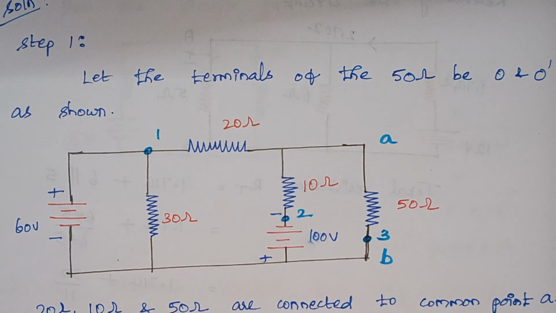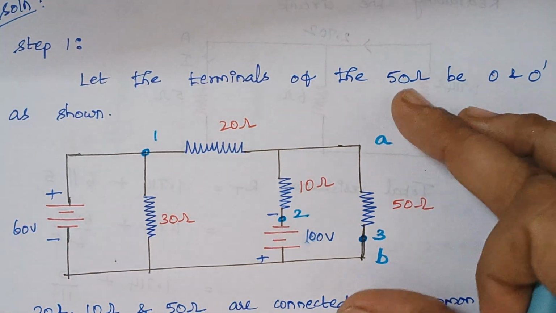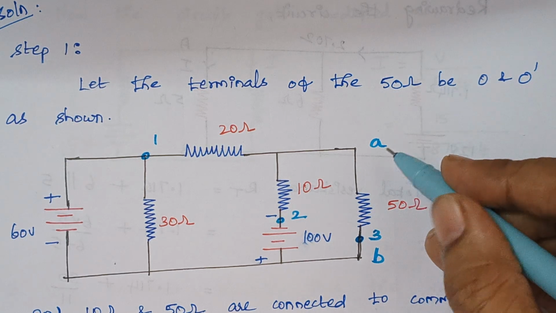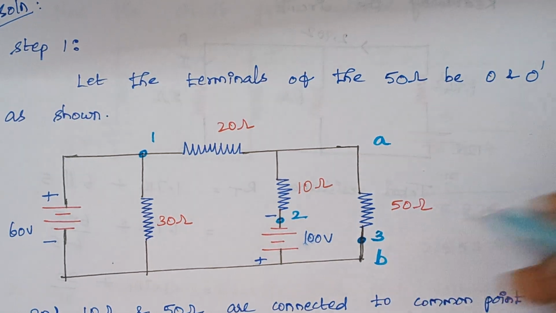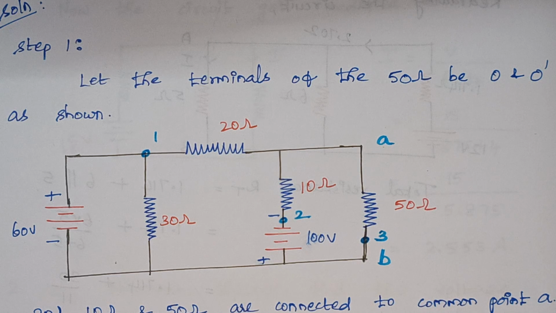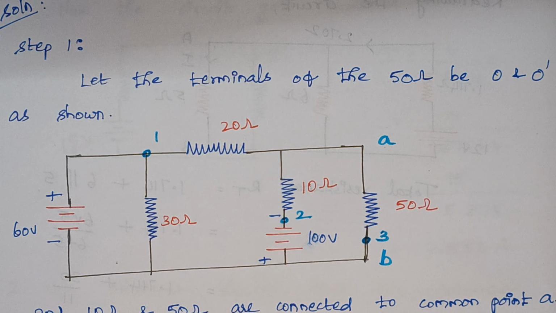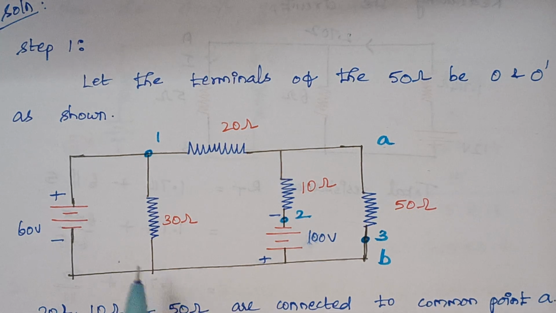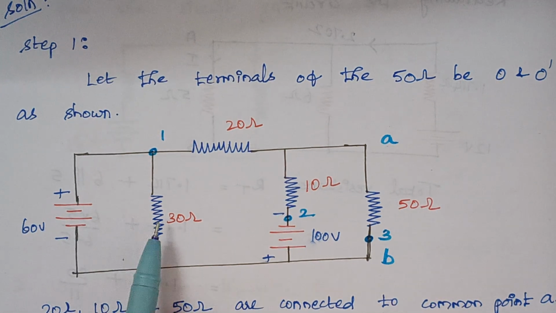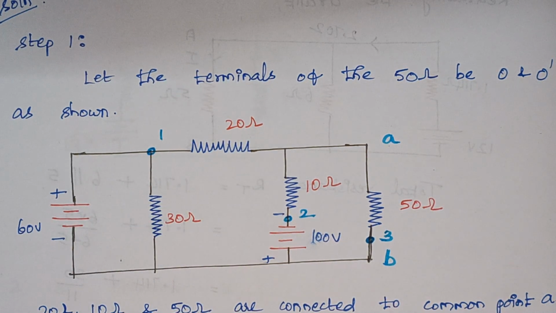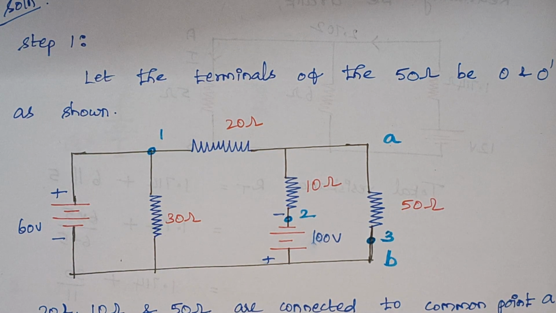So here the first thing is we need to calculate the voltage across this 50 ohm resistance. So here we are marking the terminals as A and B. In the previously solved problems, the circuit is totally different. We would have a voltage source in series with the resistance. But here the thing is different. Here we have a voltage source and there is a resistor which is parallel to it. And apart from that, there are some more resistors present here.